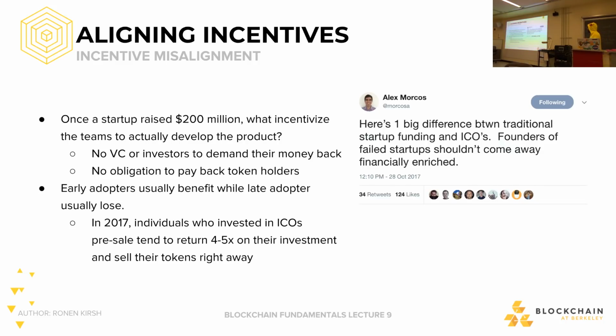So the early adopters are usually going to benefit, but the later adopters will usually lose, because people who buy in very early tend to make 4 or 5 times what they paid in and then sell the tokens right away because they don't actually care about the tokens, they just want the profit. And they're just leeching off of the system in this ugly feedback loop.